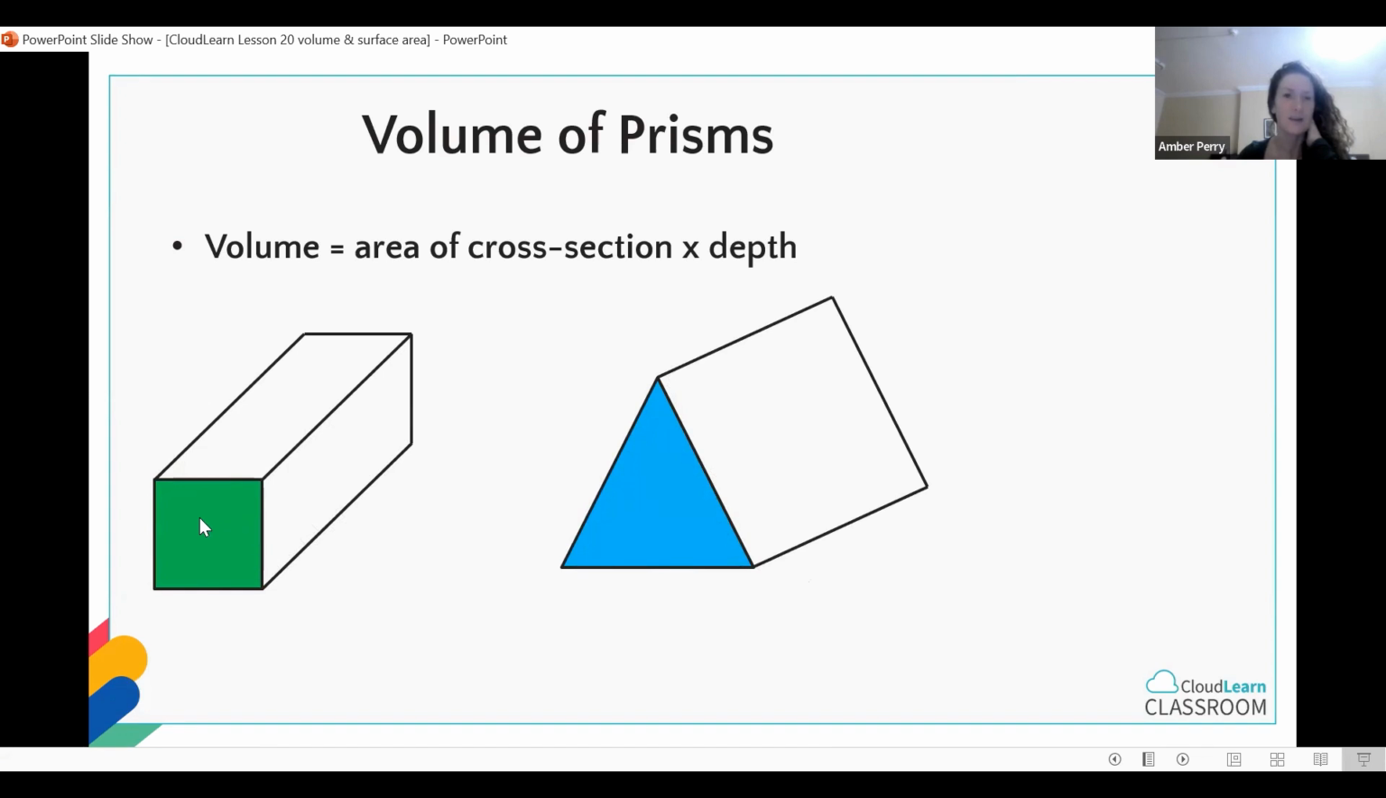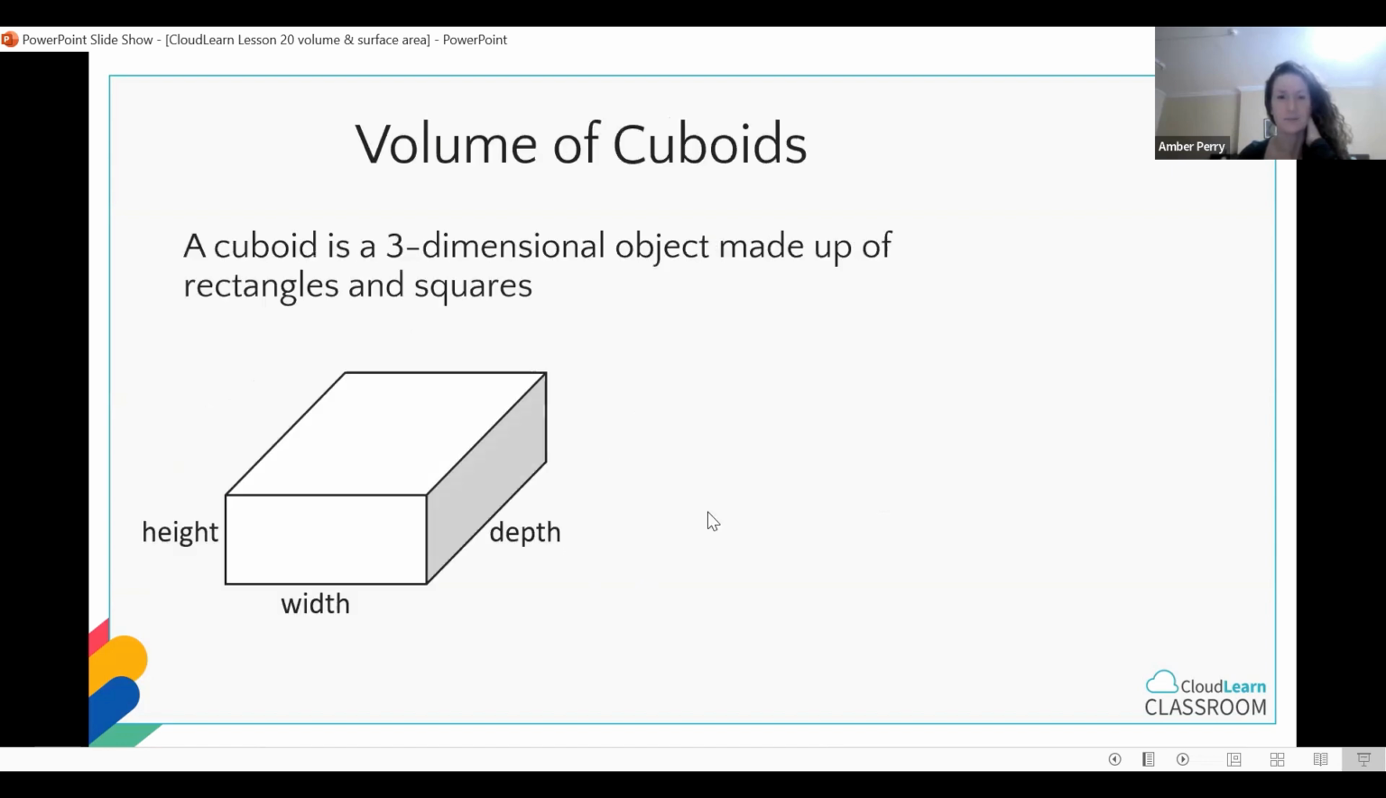So you can see that the volume of this prism here is made up of that green cross section all the way through. It's the same cross section all the way through there. And this triangular prism here is that blue triangle, and it's the same shape all the way through. So once you know the area, you can just multiply it by the length of that depth there. Okay, so let's have a look at doing that with a cuboid.